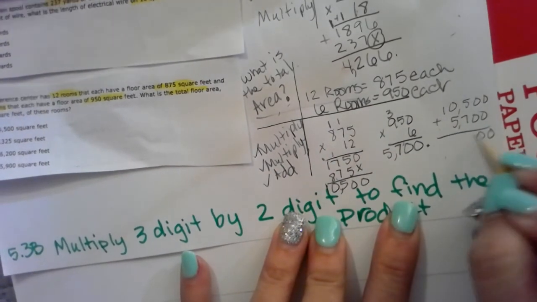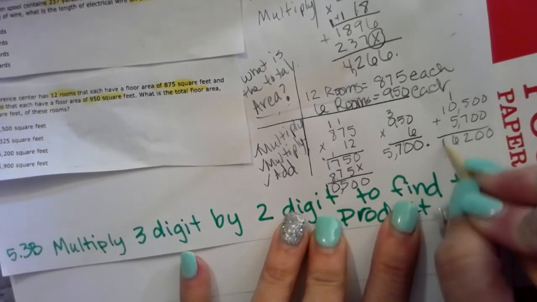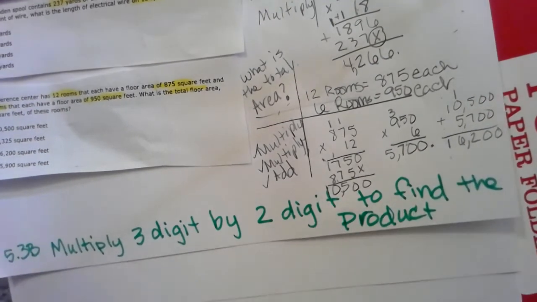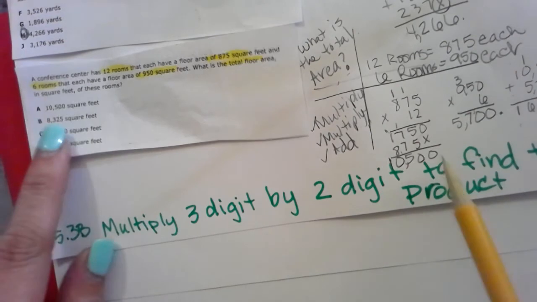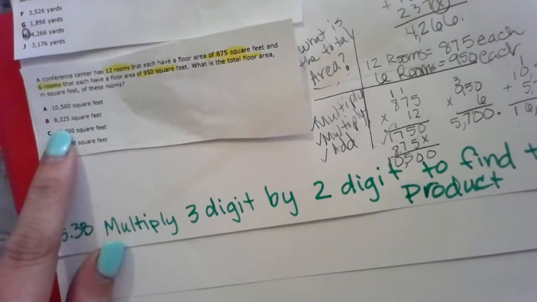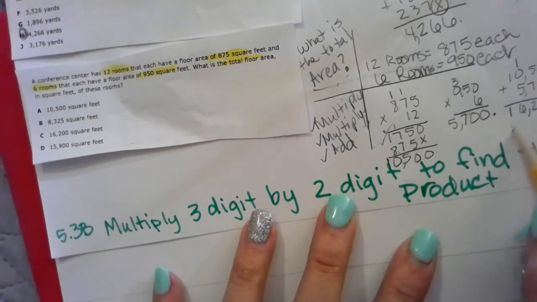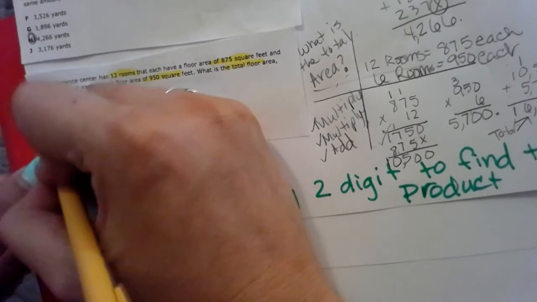So 0, 0, 12, 5, 6, and then 1. So my answer choice is 10,500. Now that was this one, but that didn't answer the question. Okay, so total, this is my total. My answer should be C.